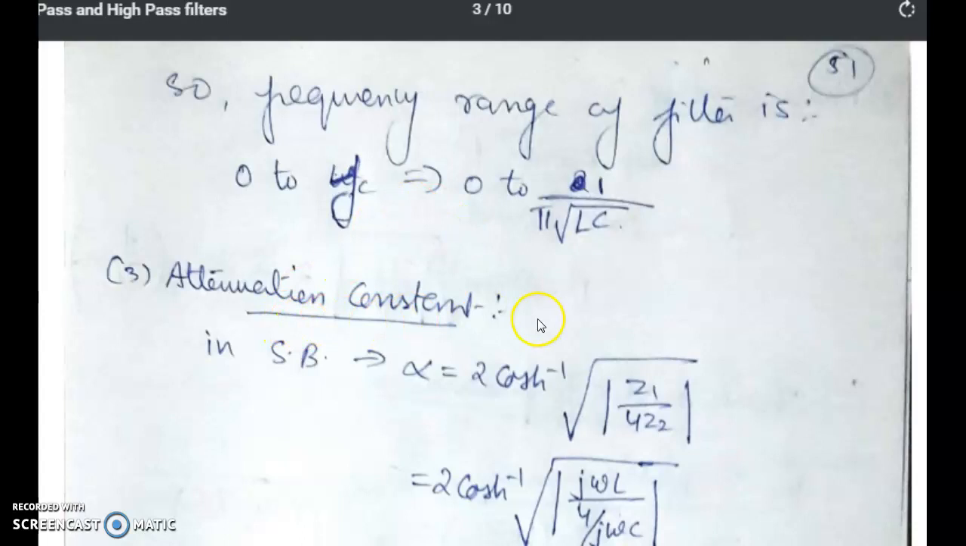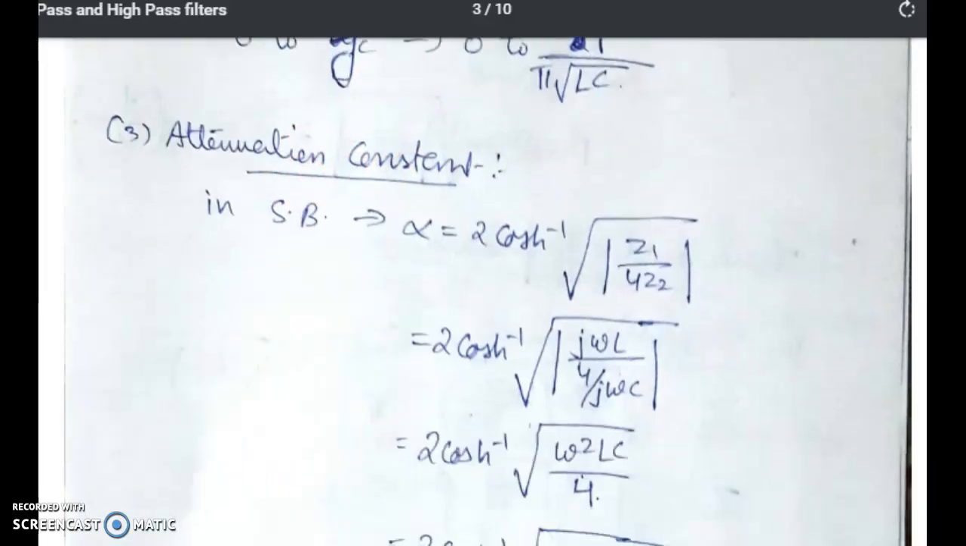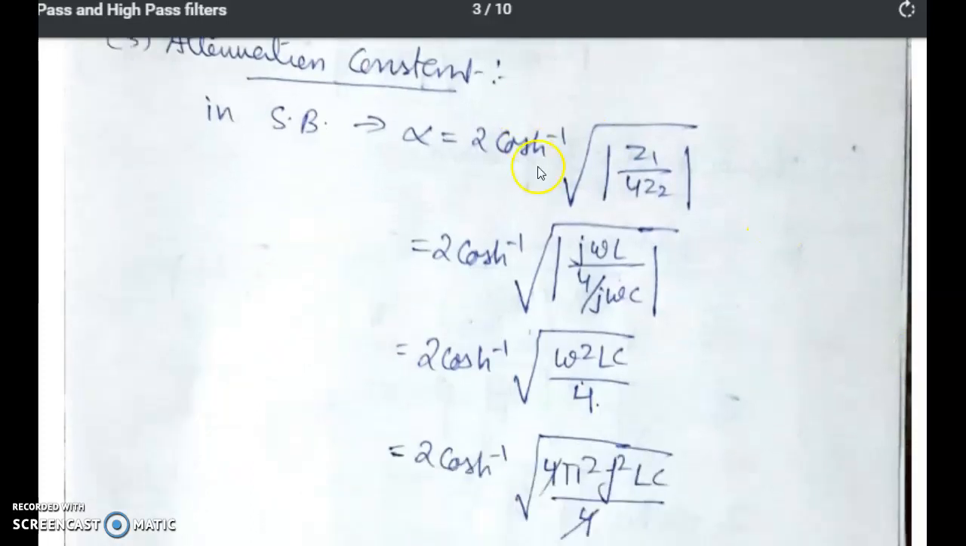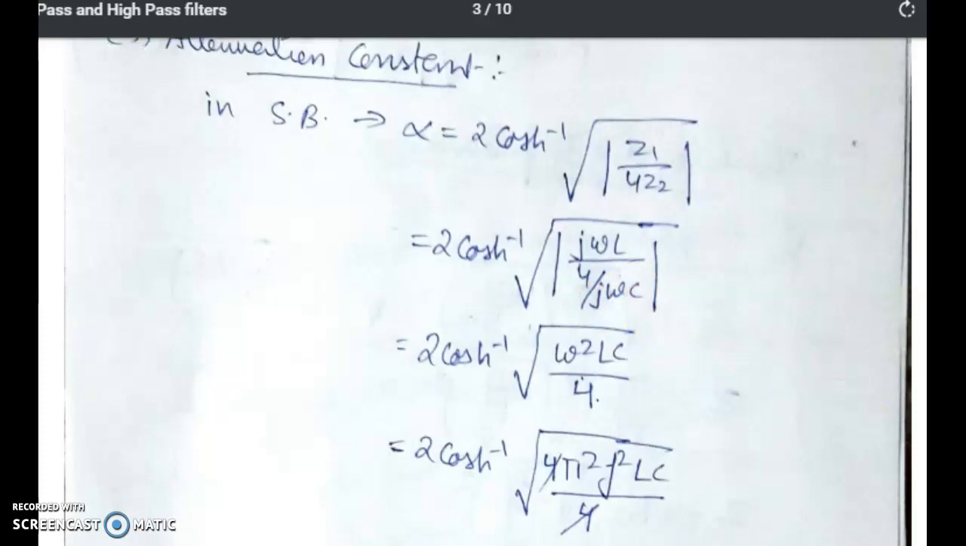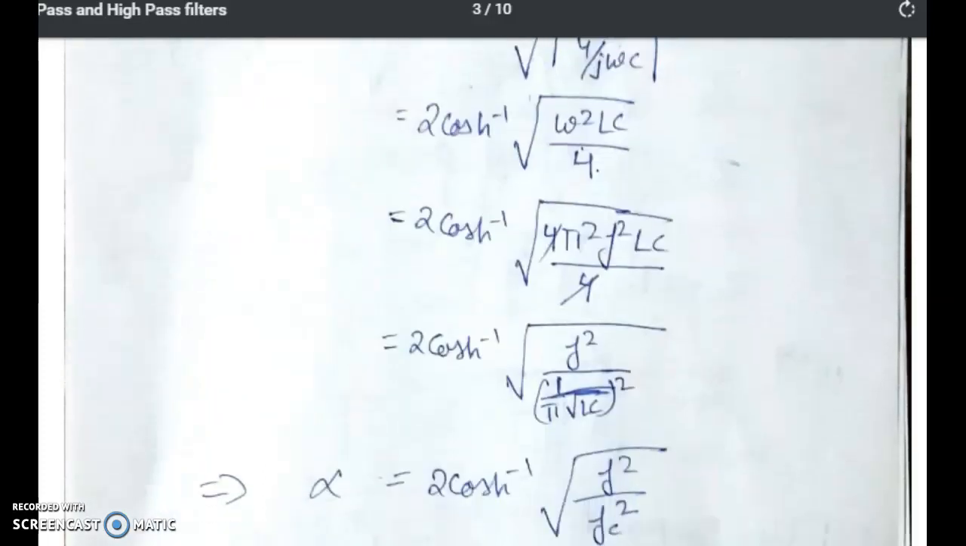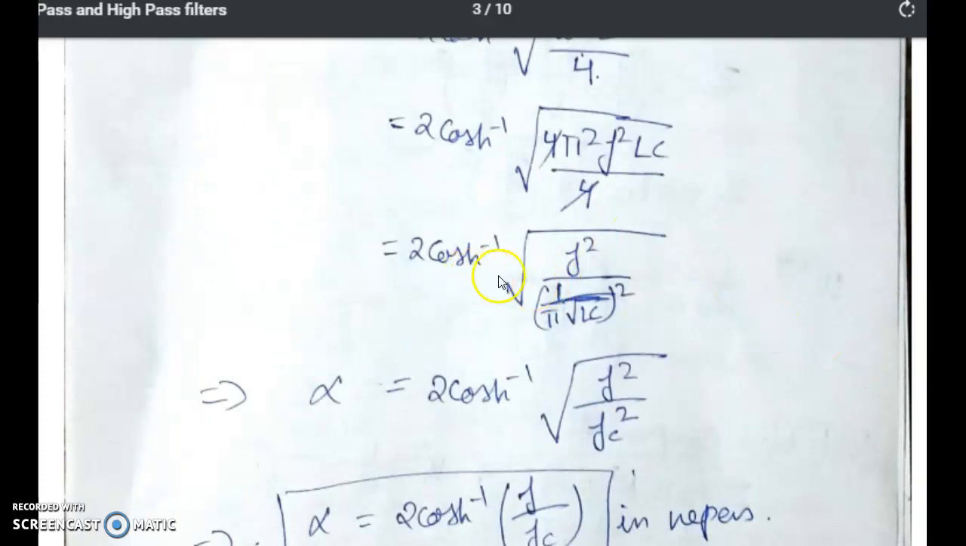Attenuation constant is the next characteristic. In the case of stop band, attenuation constant alpha is equal to 2 cos hyperbolic inverse of root of Z1 upon 4 Z2. When we put the value of Z1, which is equal to j omega L, and Z2, which is equal to 1 upon j omega C, and further solve it, we will see that it comes to be 2 cos hyperbolic inverse of f square upon 1 upon pi root LC whole square. It can be written as 2 cos hyperbolic inverse f square upon fc square.